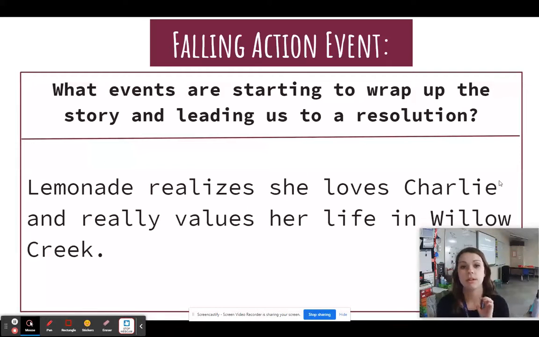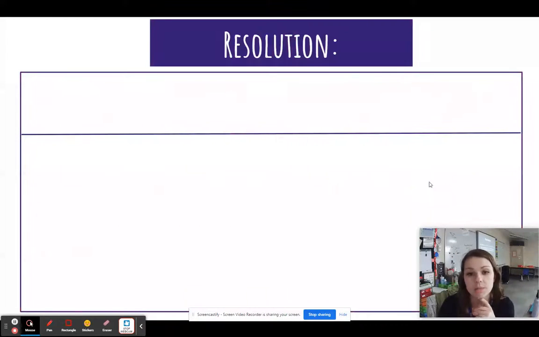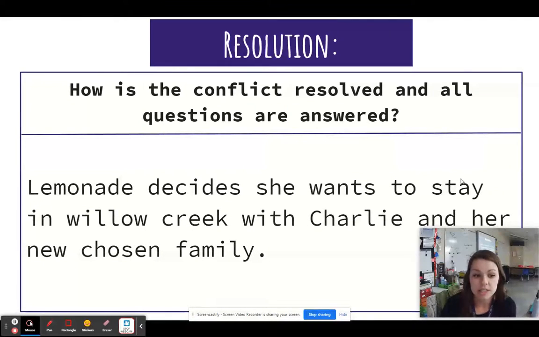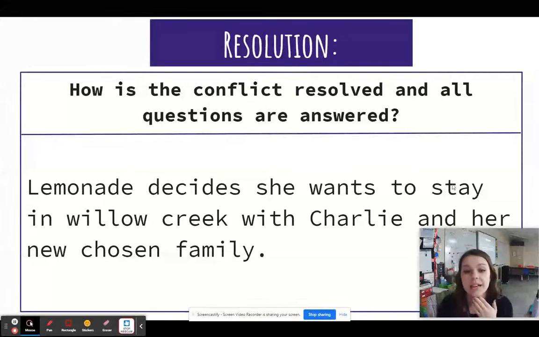And so that's this falling action, where she's starting to understand and realize how much she loves her life here. Which then brings us to the resolution. How is the conflict, aka the fact that she has to start over in a new place, in an unfamiliar place, resolved? She decides she wants to stay in Willow Creek with Charlie and her new chosen family. So that's kind of how it ends.